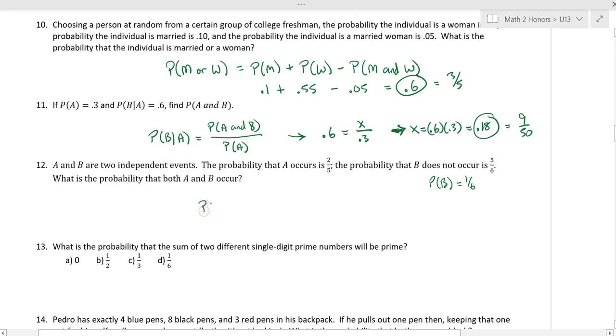So they're independent. The probability of A and B is the probability of A times the probability of B, which is 2/5 times 1 out of 6, which is 2 out of 30 or 1 out of 15.